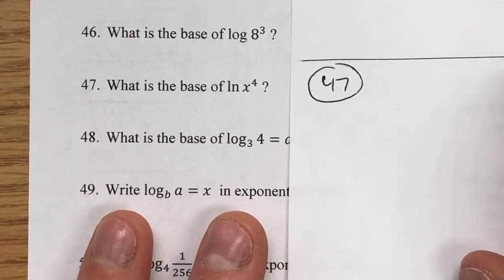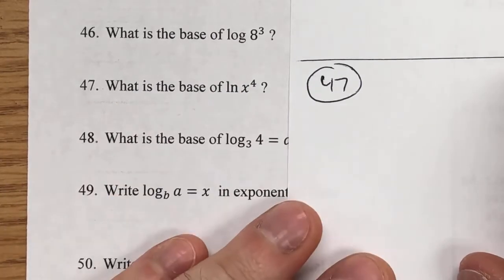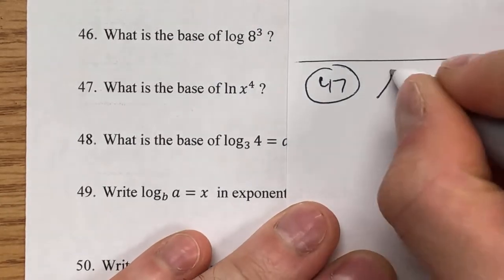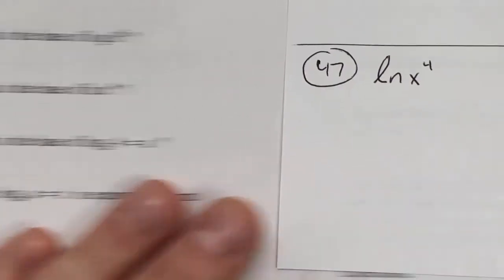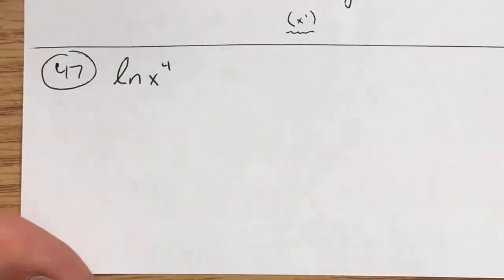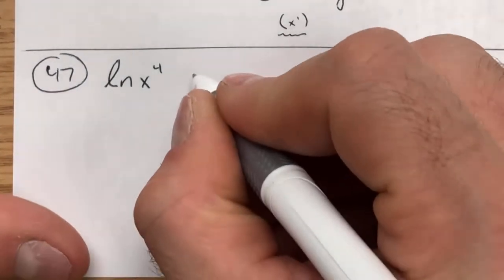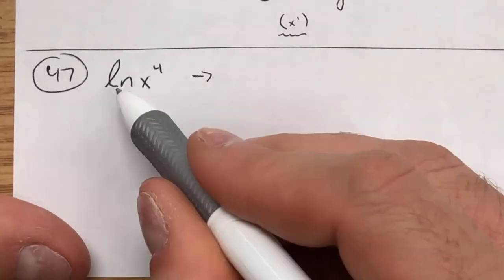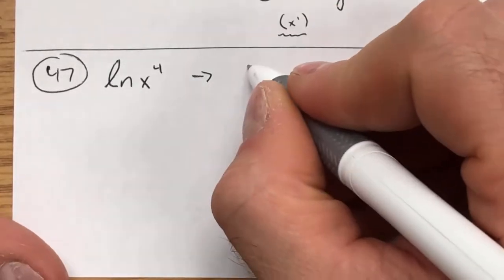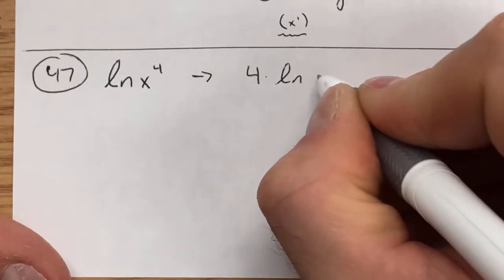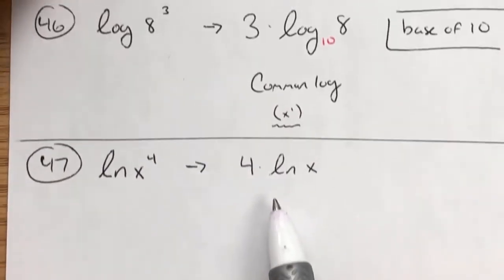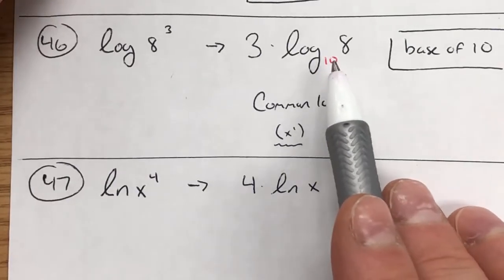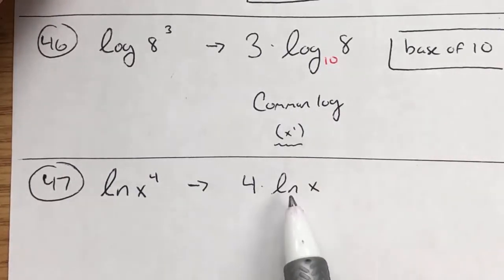Let's take a quick look at 47. Okay. So we're asking the same question, but instead of that notation, we have this ln. So I want to know the base of the natural log of x to the 4th power. Well, again, the first thing that we can do is rewrite this by taking that power and rewriting it as a coefficient. So 4 times the natural log of x. Now, you might be tempted like the previous one, well, I don't see a base, so I assume this might be the common log.